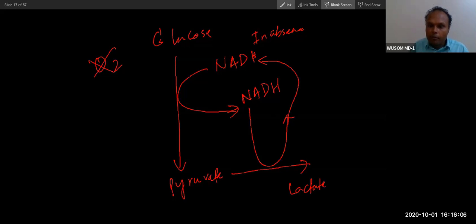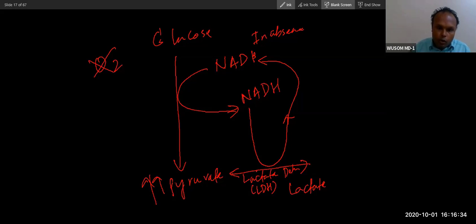The enzyme is lactate dehydrogenase. There are 5 isoenzymes for lactate dehydrogenase. This is a reversible reaction. When pyruvate concentration is very high, pyruvate will convert into lactate. When lactate is very high, lactate will convert into pyruvate. This is the meaning of a reversible reaction.